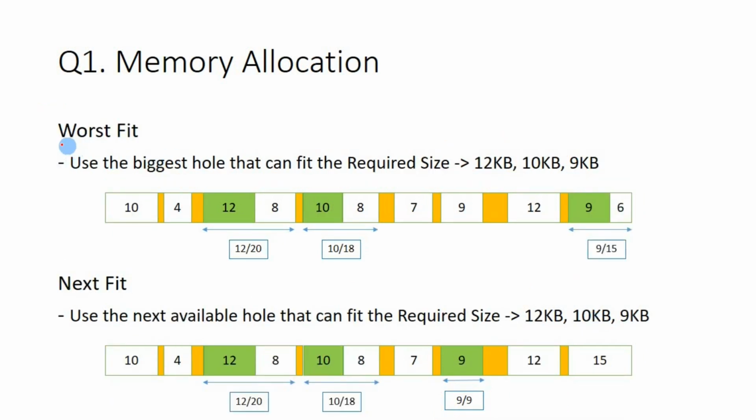For the worst fit, basically what I do is I go through and select the biggest hole that can fit the required size. So for 12 kilobyte, I will see that the biggest hole that can fit is the 20 kilobyte hole. I will take 12 out of that and have 8 remaining. So that is done. For 10, again, I will go through all the holes and I will see that the biggest hole available that can accommodate this is the 18 kilobyte hole. So I will take 10 out of it and 8 will be empty. So that is also done.